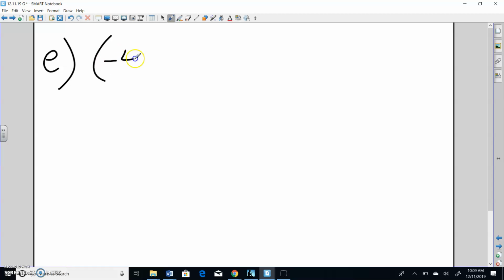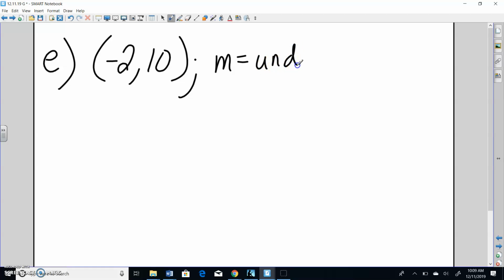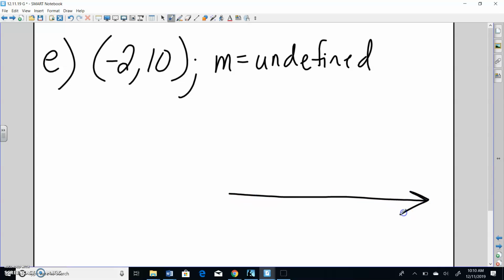This line goes through the point -4, -4. Oh, let's change that up a little bit. Let's do -2, 10. And the slope is undefined. You wouldn't have a y, you would have an x. Yeah, so this is a special case that I don't know how to explain algebraically by plugging it into y equals mx plus b. Because the slope is undefined, we know that it is what kind of line? Vertical.